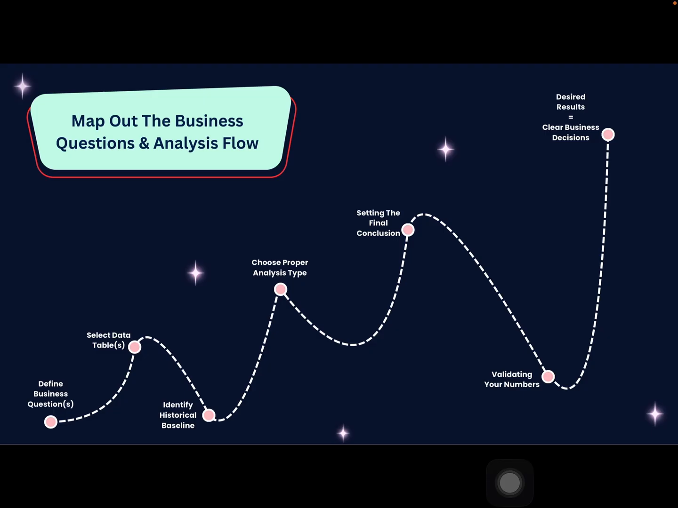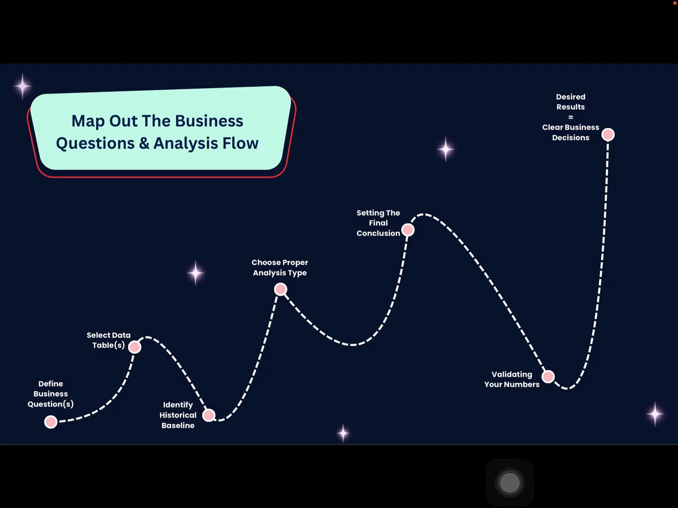Then we have choose proper analysis type and setting the final conclusion, validating your numbers, your analysis, and finally the desired results. That's equal to clear business decisions. Let's put everything into action. Setting a checklist or a map makes the final goal of the analysis much more approachable.